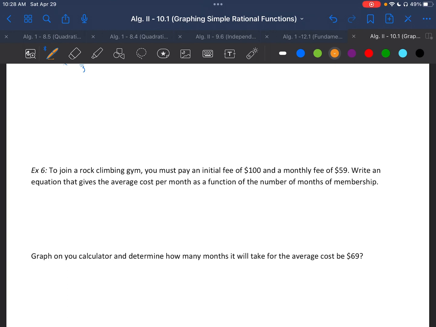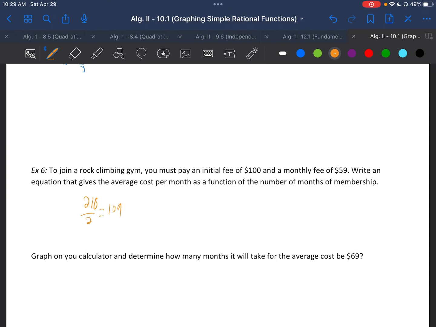So I hope it makes sense to you, but if not, let me help explain it a bit. Over time, this becomes cheaper and cheaper and cheaper on average, because the first month is going to be the most expensive because you spend $159 for that 1 month because you have the initial fee plus that monthly fee. But over 2 months, then you've now paid 100 plus 59 plus 59, giving you 218 over 2 months, which instead of 159 for 1 month is now 109 for 2 months, which is $50 cheaper per month, quote unquote.